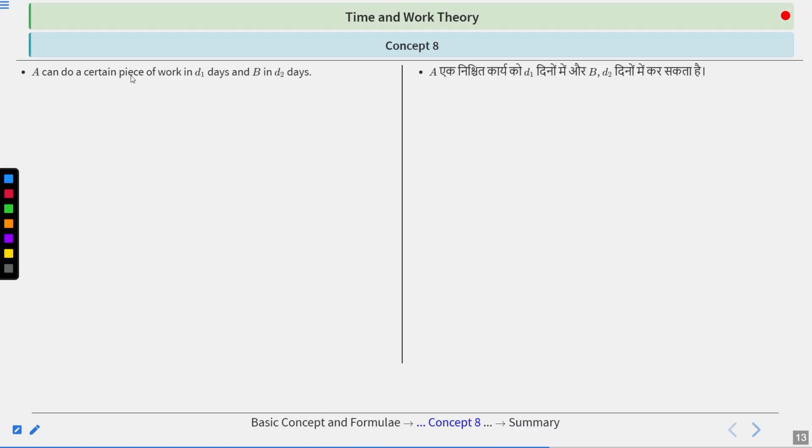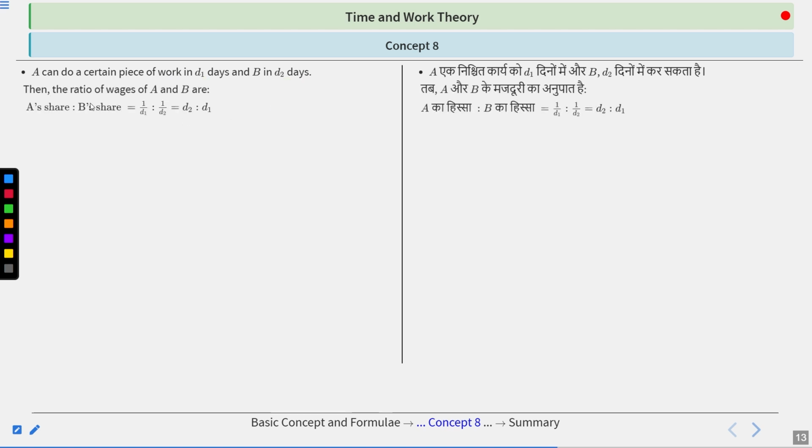A can do a piece of work in D1 days and B in D2 days. Then the ratio of wages of A and B, A's share to B's share, we can write as 1 by D1 ratio 1 by D2. When we solve it, what we get, in integer form, is D2 ratio D1. So if A can do a certain piece of work in D1 days and B in D2 days, then their wages share will be D2 ratio D1. It means inversely proportionate to time.